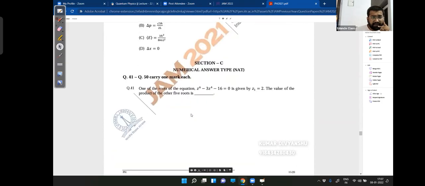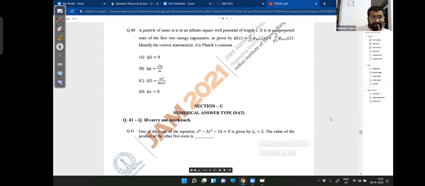Okay, so a particle of mass m in an infinite square well potential of length L is in a superposed state of the first two energy eigenstates, 1/√3 psi n1 and √2/√3 psi n2. B, C, D is correct. D is wrong because delta x should not be 0. Okay, so D is absolutely wrong, right? Wrong. A, B, C are correct. B and C I can see why, but why is A correct basically?